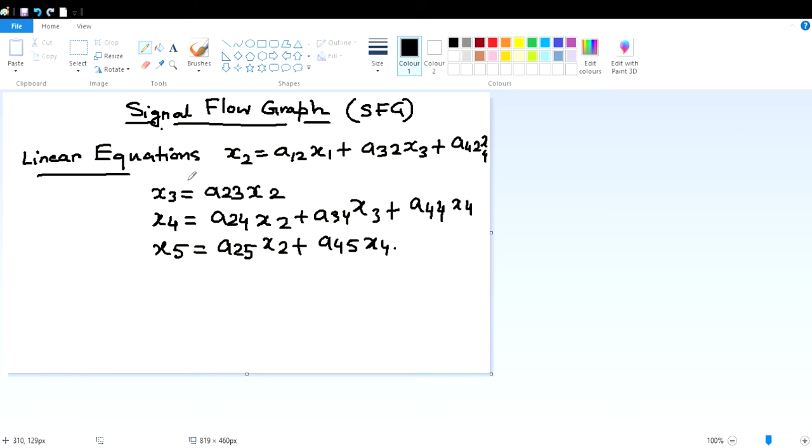Now first what I would like to say is that these x1, x2, x3, x4 and x5, we will call them the nodes of the signal flow graph. Okay, so we will draw them in form of nodes. These five are the nodes of the system. And the signals flowing from these nodes will be known as path gain. So A12, A32, all are the gain of the different paths involving these five nodes. Now this first node is called input node or source node, and this last one is the output or sink node.